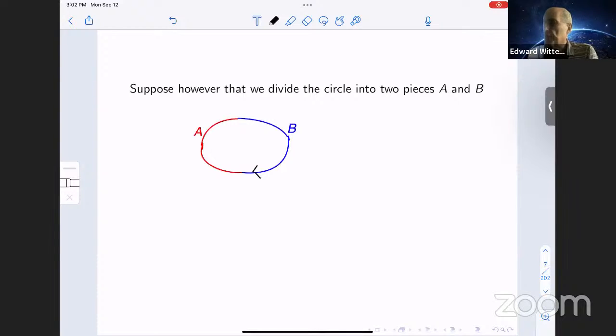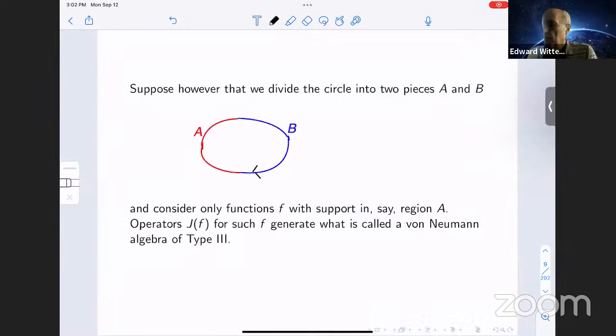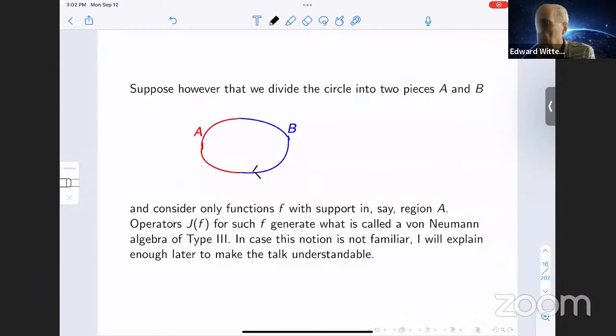However, suppose we take the circle and divide it into two pieces, A and B, as drawn here somewhat crudely. So A and B are just meant to be two intervals into which we've divided the circle. We could consider only functions f with support in, let's say, region A. Then operators J of f for such f generate what's called a von Neumann algebra of type 3. If that's an unfamiliar concept, never mind, because I will explain later what it means. But for now, I'll just say it's not as nice as a type 1 algebra of all operators on a Hilbert space.